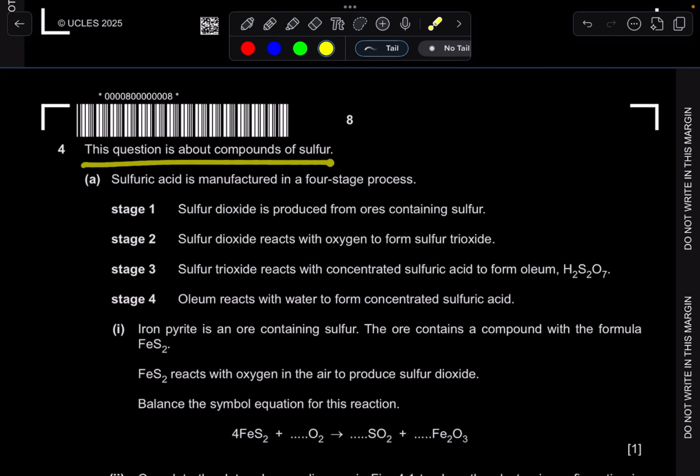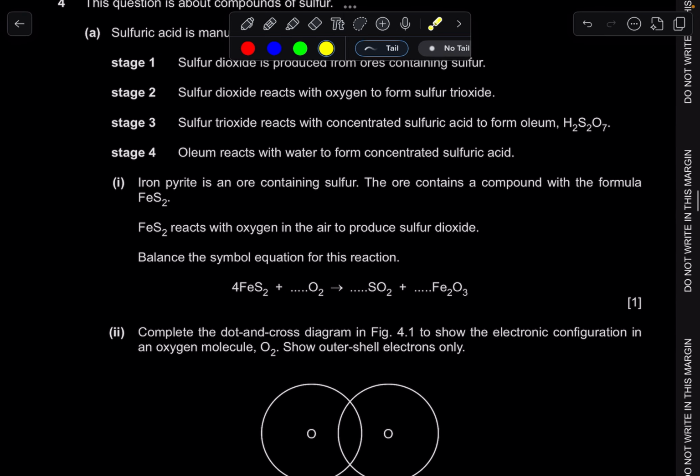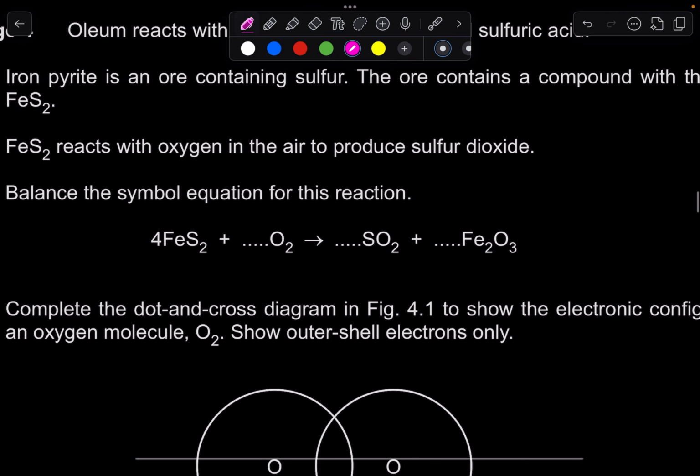This question is about the compounds of sulfur. Sulfuric acid is made in 4 stages. Okay, the stages are listed. Balance the symbol equation for this reaction. Okay, I need to balance the equation.